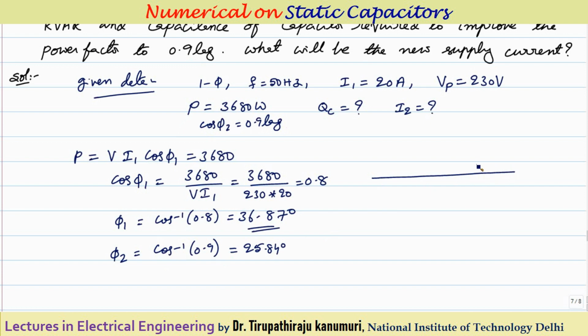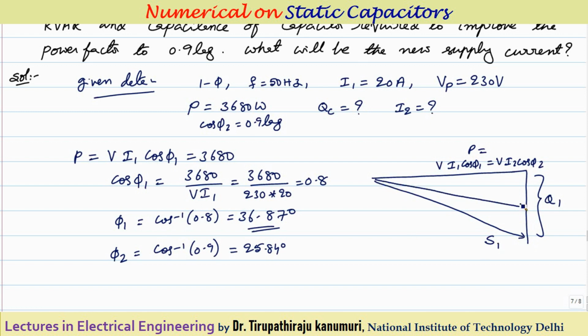We have already seen the phasor diagram before. So how to draw this one? This is the current I1 cos phi 1. If I multiply with V, V into I1 cos phi 1 is equal to V into I2 cos phi 2, which is nothing but P. To this P, I add the value of Q1, which gives the apparent power S1. Because of the capacitance, the apparent power shifts to this one. This angle is phi 1 and this angle is phi 2.